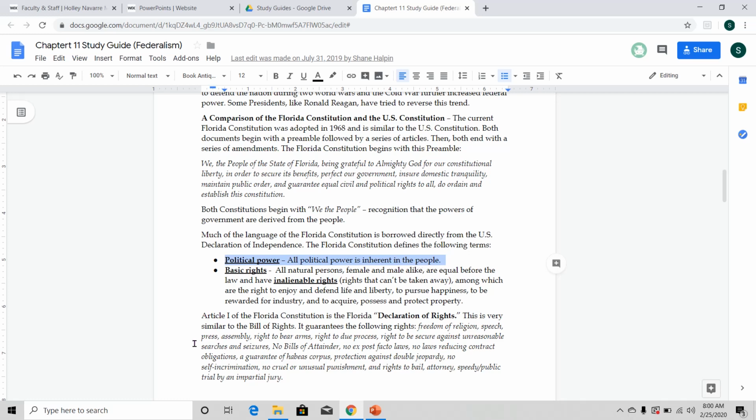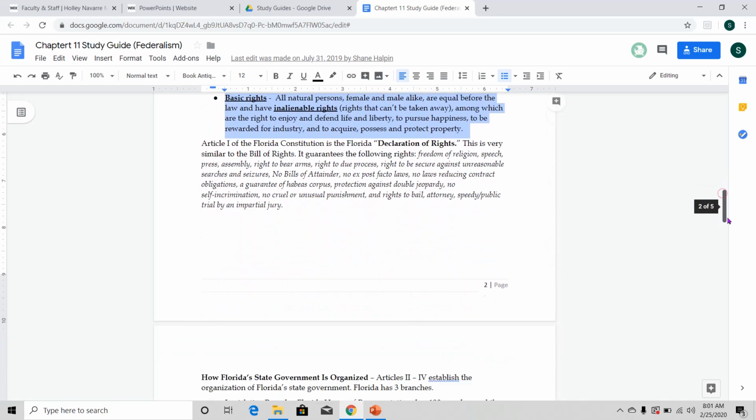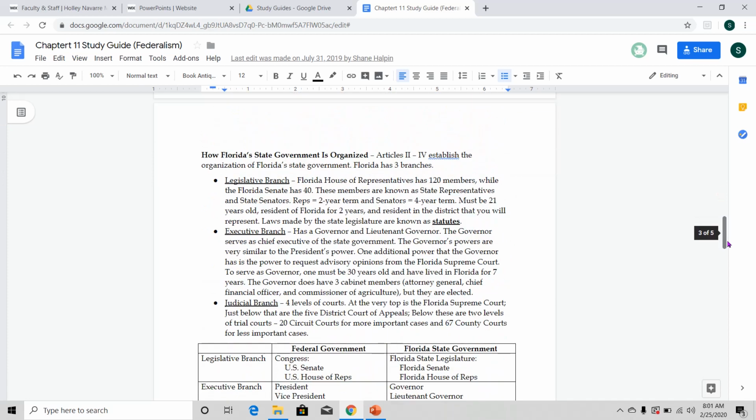All right, and with basic rights, we know those basic rights include everyone, not just males, not just females, but male and female. Correct, and they're inalienable, which means they cannot be taken away. Of course, without due process. Without due process, yes, exactly right, which we covered in one of the previous chapters. I believe that was chapter 9, correct? Okay, cool.